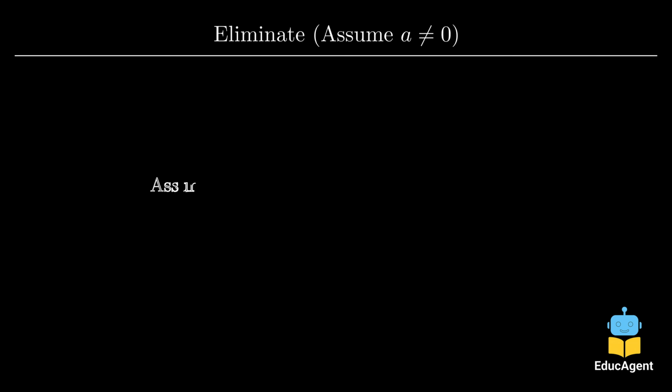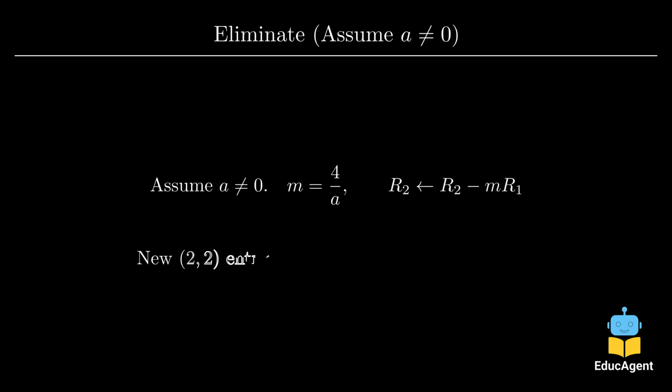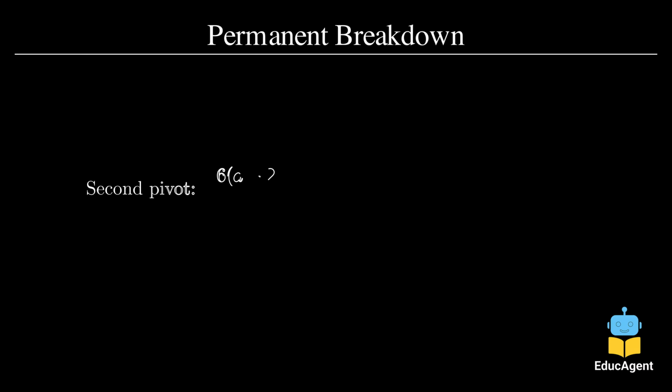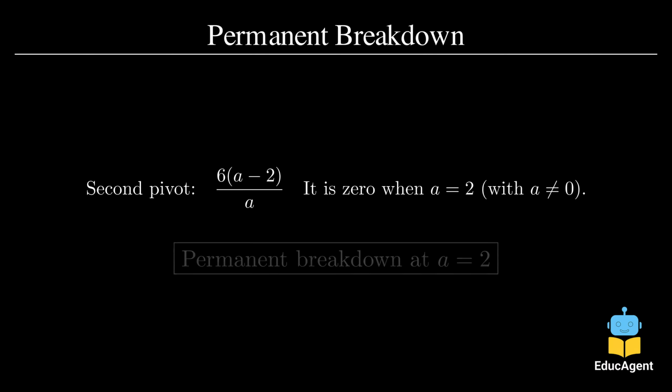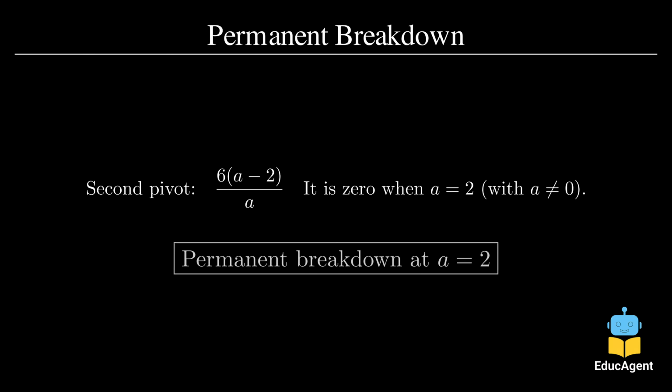Now assume the first pivot is usable. We eliminate the 4 beneath it using a multiplier m = 4/a. The key is what happens to the second pivot, the 2-2 entry after elimination. The second pivot becomes 0 exactly when a = 2. That's permanent breakdown. We're already at the last row, so there's no lower row available to swap in to rescue the pivot.